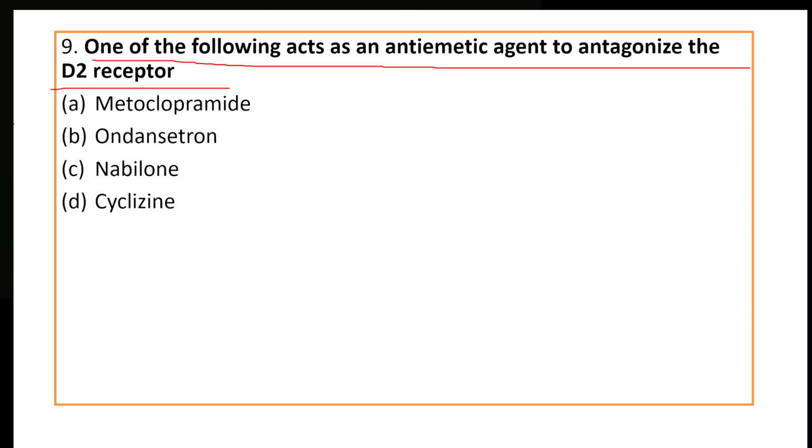So there are options. Option A metoclopramide, option B ondansetron, option C nabilone, option D cyclizine. So the correct answer is option A, that is metoclopramide.